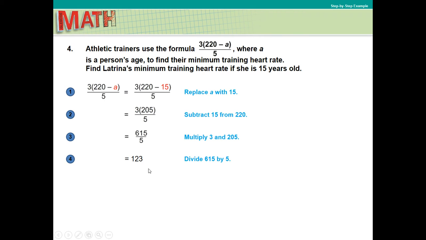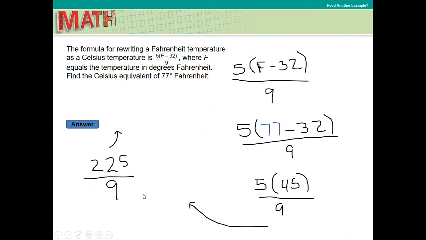Okay, we did that. You do this. The formula for Fahrenheit, sorry about that. I put it all in. It's sloppy. The formula for Fahrenheit to Celsius is 5 times the quantity of F minus 32 over 9, where F equals the temperature in degrees. Find the Celsius equivalent of 77 degrees Fahrenheit. And again, I wrote big. It's hard to write with this pen, but work with me here.